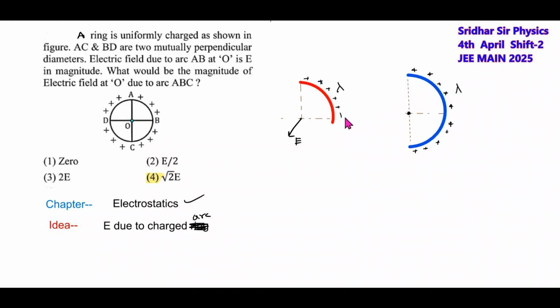Okay, fine. Now, the electric field due to this is E. Now, due to this arc, it will be E. Due to this quarter circular arc, it will be E.